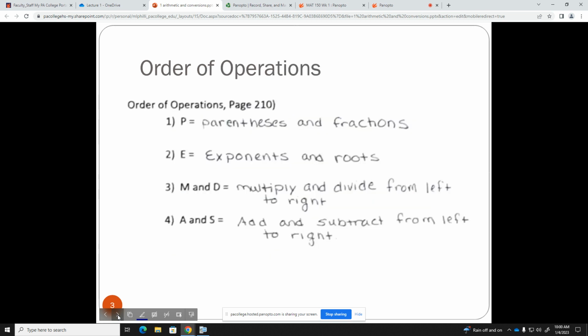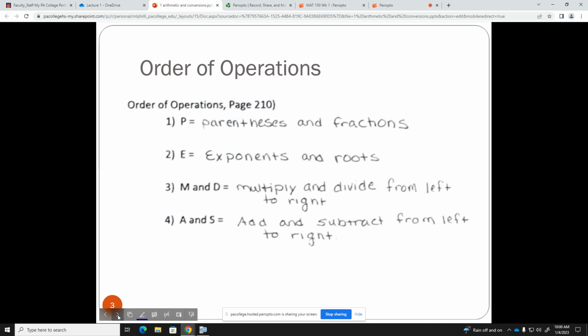For order of operations, we can memorize the order using the acronym PEMDAS. The P in PEMDAS represents parentheses. We also know that we need to use fractions as a grouping symbol as that first step. Second, the E in PEMDAS represents exponents. At the same level as exponents are roots.